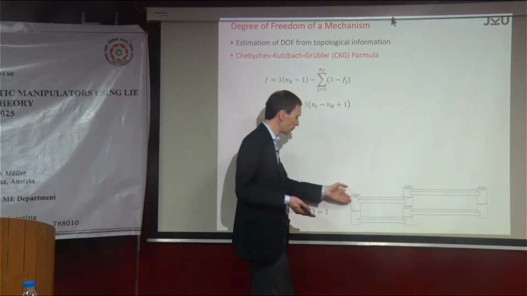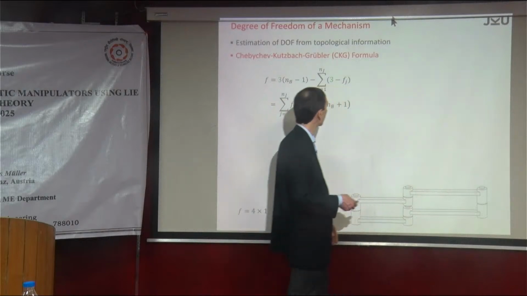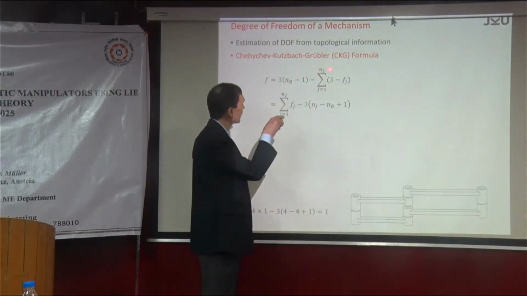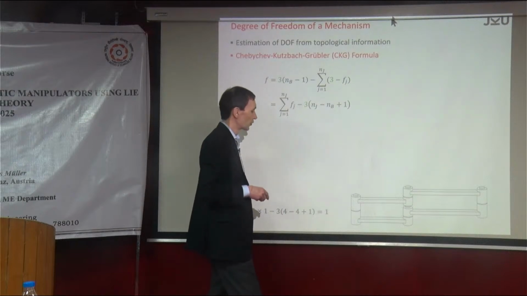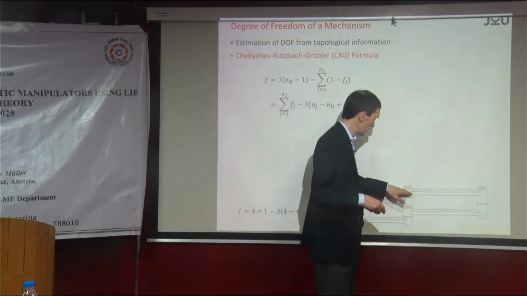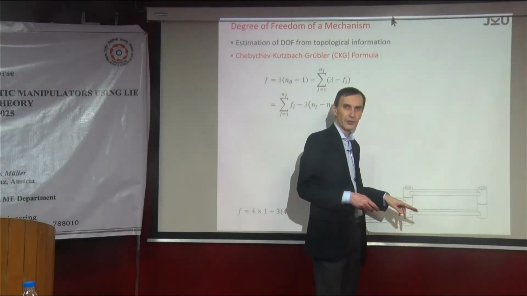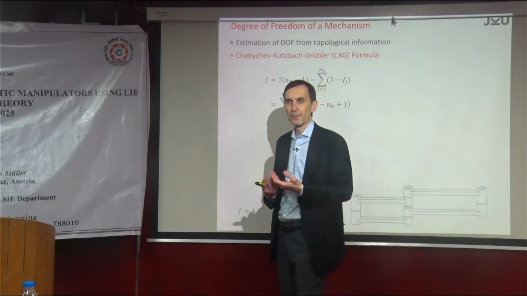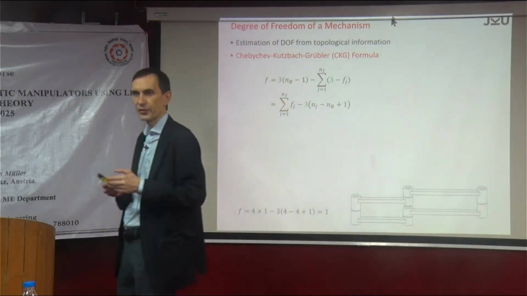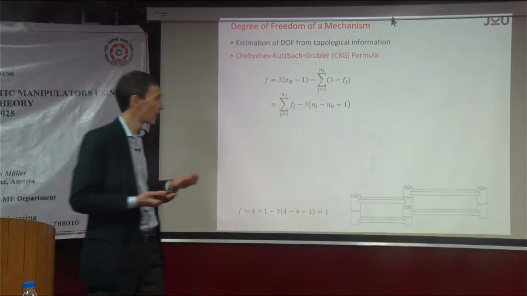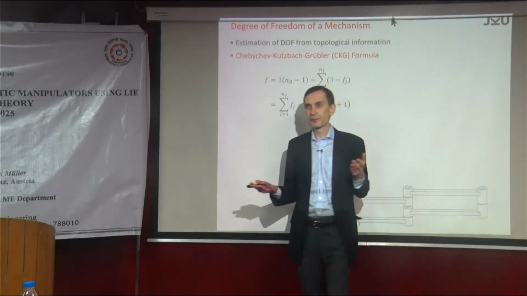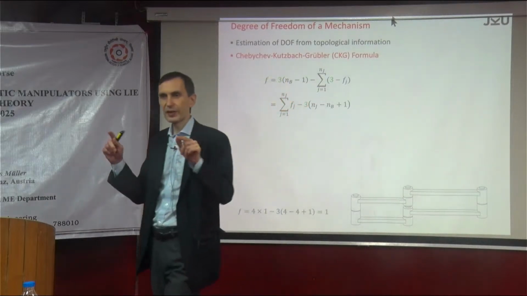Okay, but now we have the joints in it. We have NJ joints, right? A joint has a joint degree of freedom, which is the number of independent motions it can generate or allows. The revolute joint, for example, has 1 degree of freedom. And how many constraints does it impose?